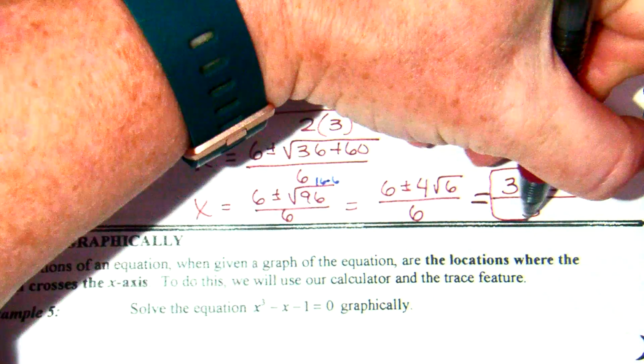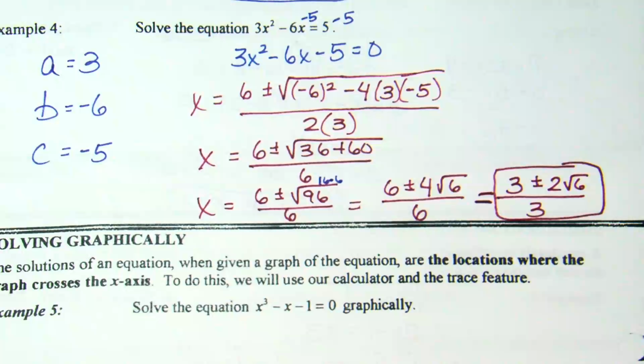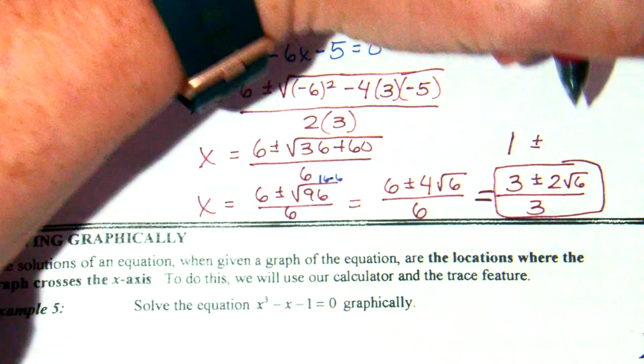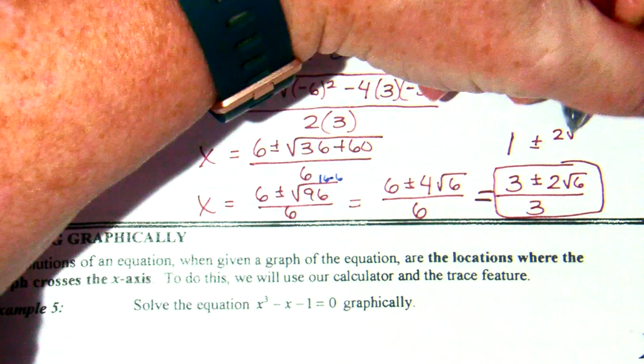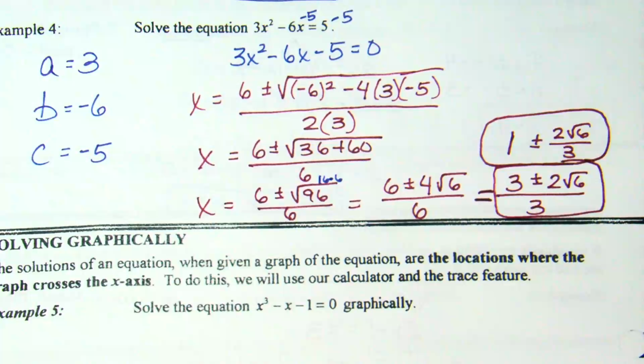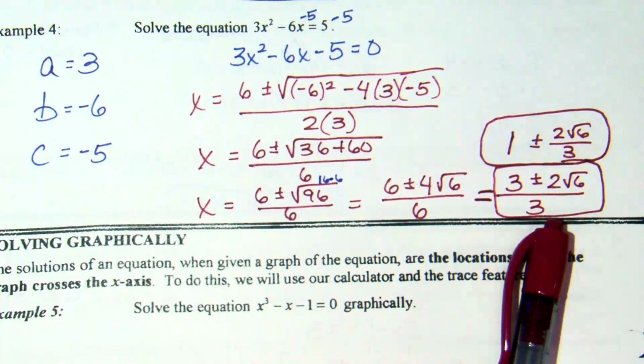This is one possible way to express your answer. Depending on the situation, they could ask for decimals, although don't count on it. Another possible way to express your answer is to break this into two pieces. 3 divided by 3 is 1, plus or minus 2 radical 6 over 3. I am fine with either of these. It is important to be able to recognize that they are equivalent. That's helpful to know. Most likely, I'm guessing you would leave it like the first one I wrote, and that's fine.